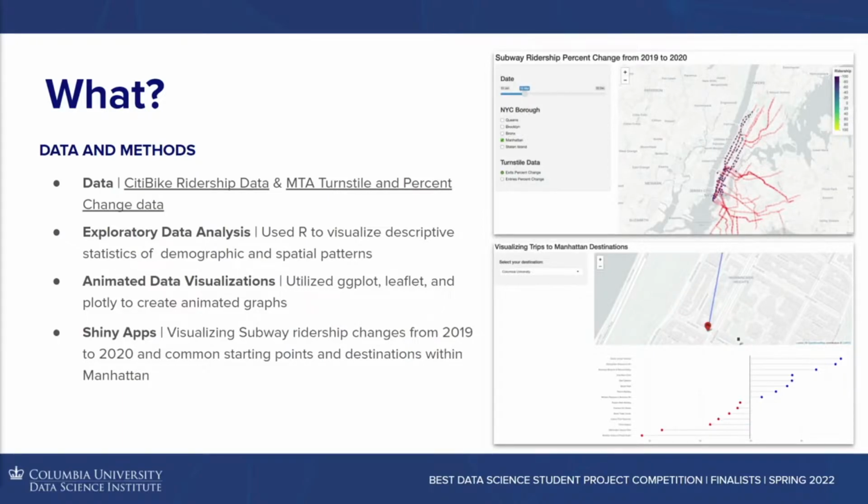Continuing our theme of interaction, we developed two Shiny apps, one to visualize subway ridership changes from 2019 to 2020, as well as another that gave common starting points and destinations of city bike rides within Manhattan, along with demographic information related to those stations.